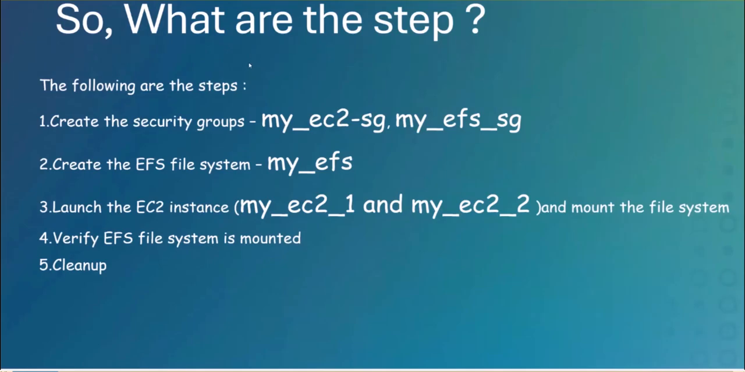So here are the 5 steps. We will create the two security groups first, the EC2 security group and EFS security group. We will create the Elastic File System, my EFS. I will launch two EC2 instances, EC2 instance 1 and EC2 instance 2, and I will mount the file system with it. In the end, I will verify the EFS file system is mounted and then I will clean up the resources.